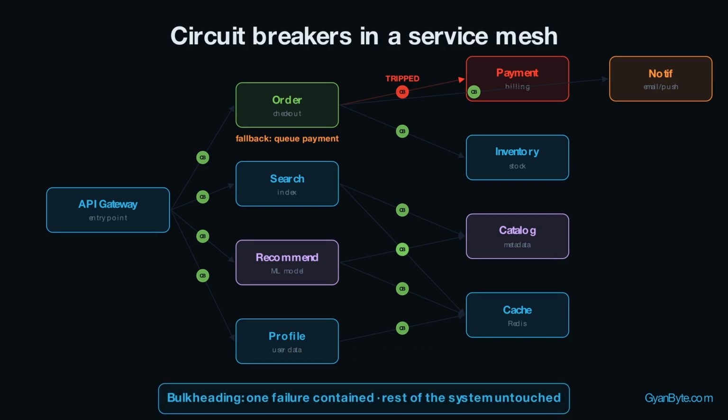This is the principle of bulkheading, borrowed from ship design. Compartmentalize your failures so one leak doesn't sink the entire ship.